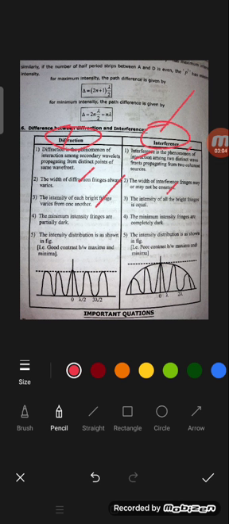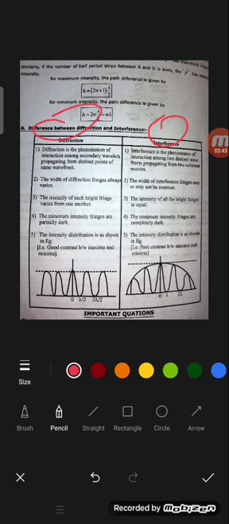The minimum intensity will be partially dark in diffraction, and the minimum intensity will be completely dark in interference. So kindly remember all these properties of diffraction and interference. And finally, the intensity distribution in diffraction has good contrast between maxima and minima, and the intensity distribution in interference has poor contrast between the maxima and minima. So all this shows the difference between the diffraction pattern and the interference pattern.